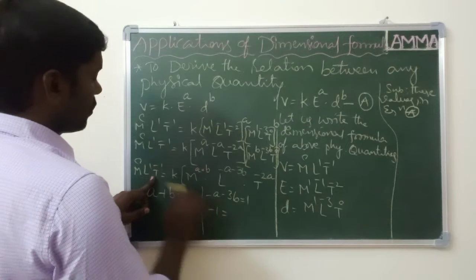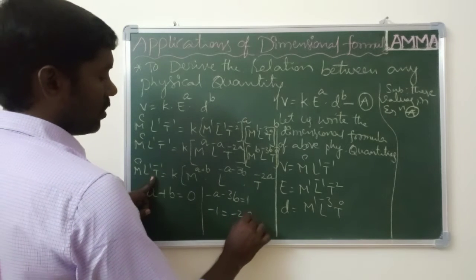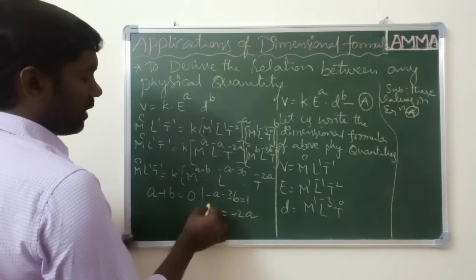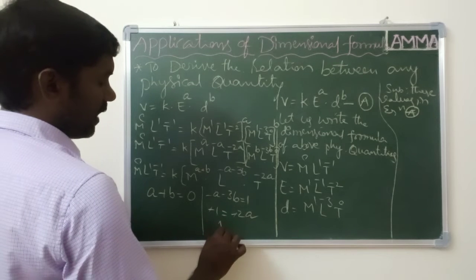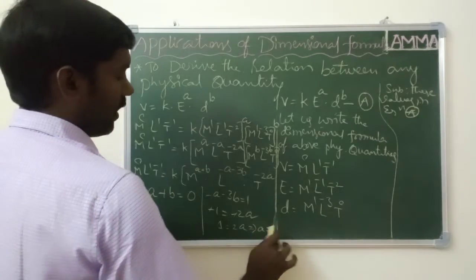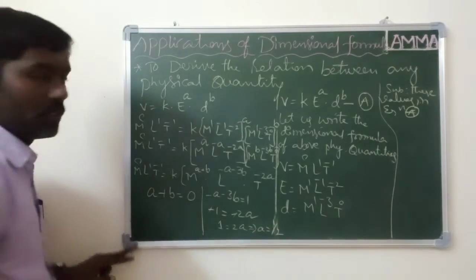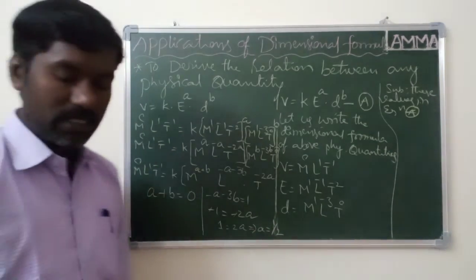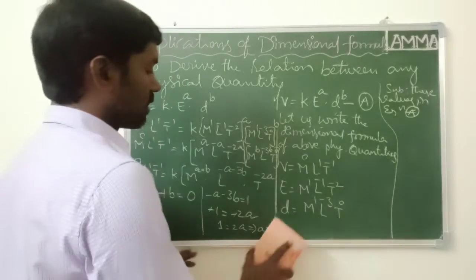Minus 1 is equal to minus 2a. So this minus is cancelled. Then what is remaining here? 1 is equal to 2a. From this, a is equal to 1 by 2. Students, this is the procedure. So after that, let us take these values.